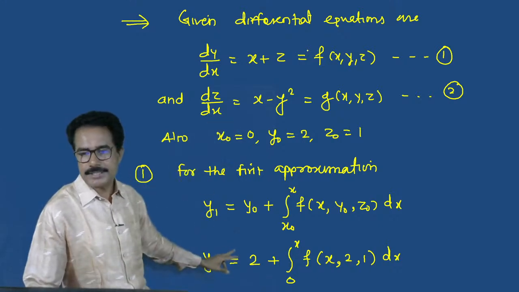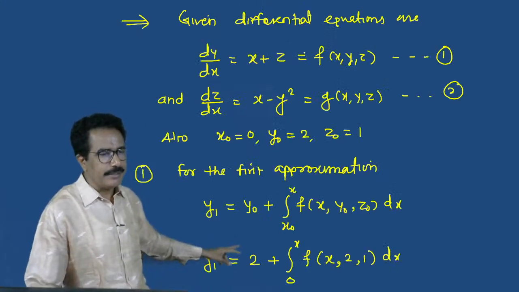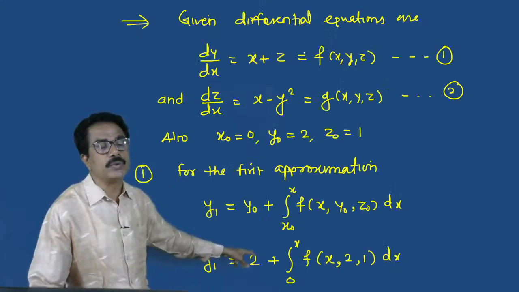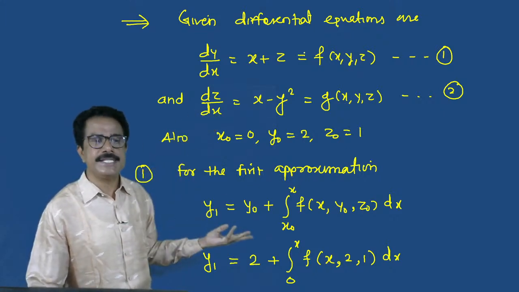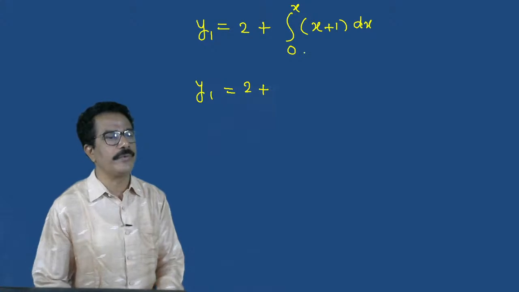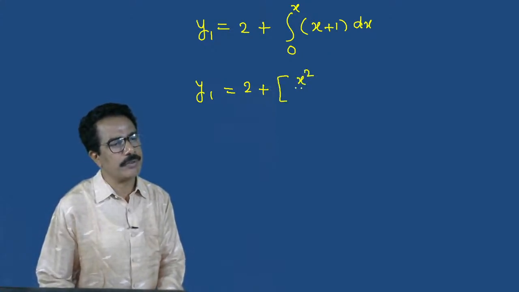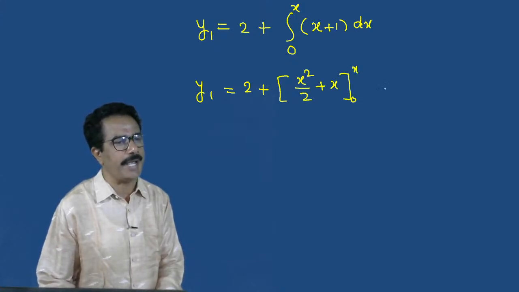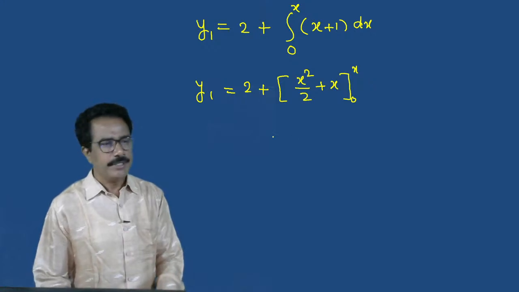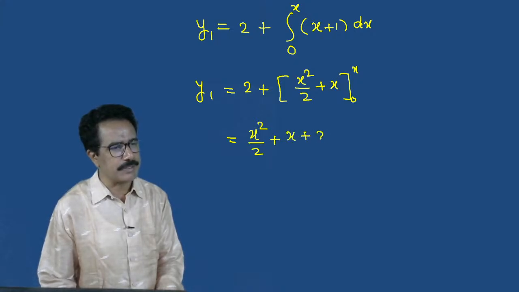Now replace this, put this value. Okay, now how can we do it? In f of x comma 2 comma 1, replace the value x as it is and z means 1, so we get x plus 1. Now integration of this is x square by 2 plus 1 integration x from 0 to x. Is it okay? So we can write x square by 2 plus x plus 2.